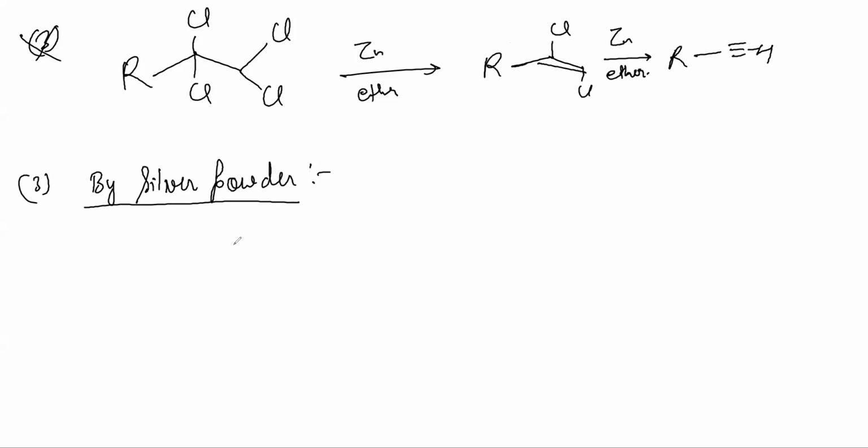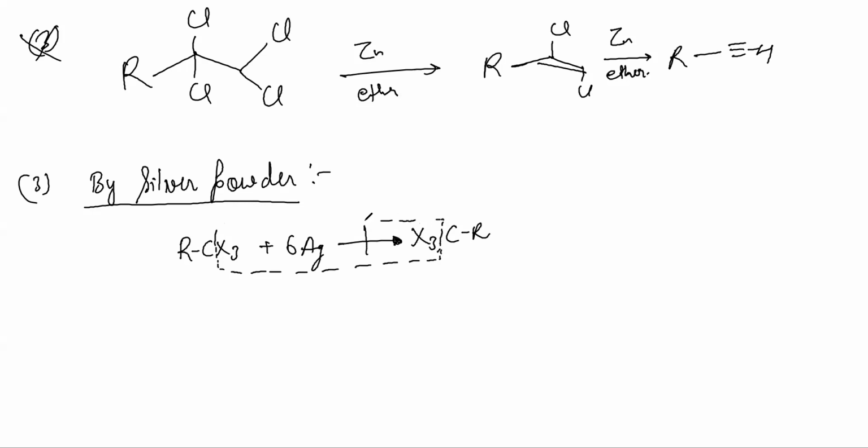Next, by silver powder. Now, when you treat this molecule with silver powder, something like this happens. Oh, sorry. It is a plus sign, not arrow. Something like this happens. You are going to get 6AgX plus RC triple bond CR.